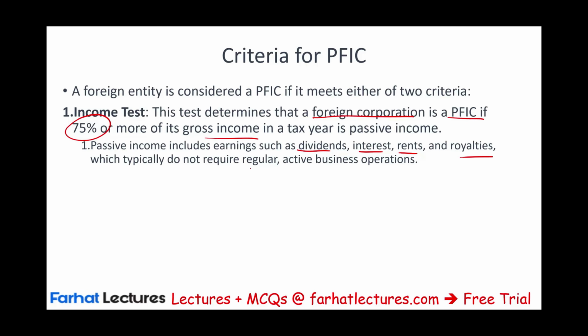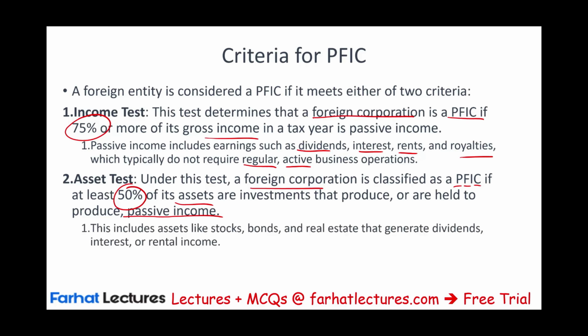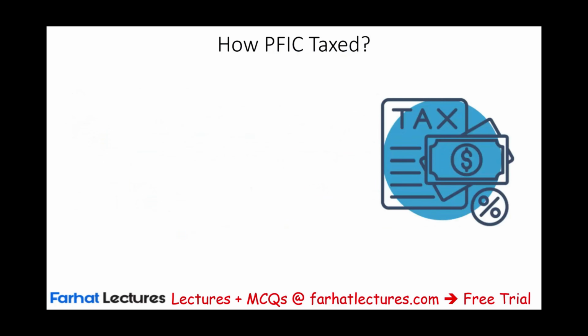So passive income does not require regular active business operation. Passively, your money is working for you. Asset test. The other test is the asset test. A foreign corporation is classified as a passive foreign investment company if at least 50% of its assets are investments that produce or help to produce passive income. What are the assets that produce passive income? Stocks, bonds, real estate. They generate dividends, interest, and rental income, which is passive income. If at least 50% of their assets, guess what? You're under the PFIC. Now, how are PFICs taxed?